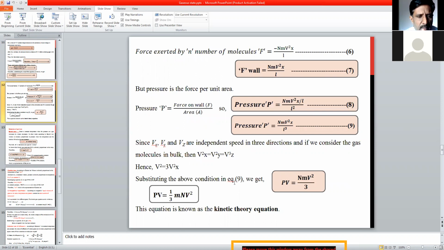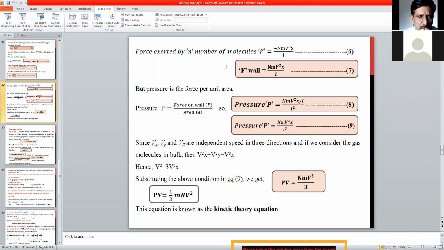In the last lecture, I discussed with you the kinetic theory of gas and the kinetic theory equation. The kinetic theory equation is represented by PV is equal to 1 upon 3 mnv square. P is the pressure of the gas, V is the volume of the gas, 1 upon 3 is a constant, m is the mass of a gas molecule, n is the total number of gas molecules present in that cubical shaped cylinder or cube, and v square is the velocity of the gas molecule.